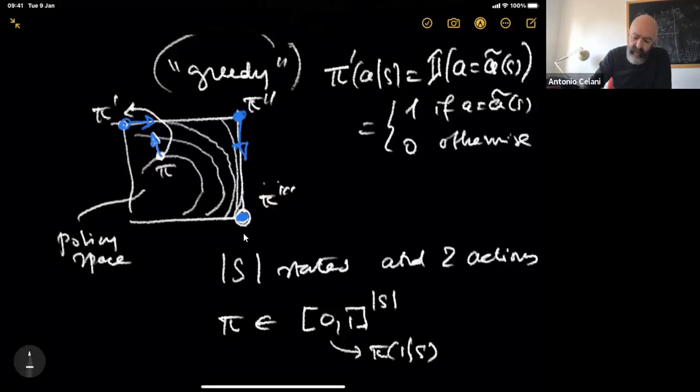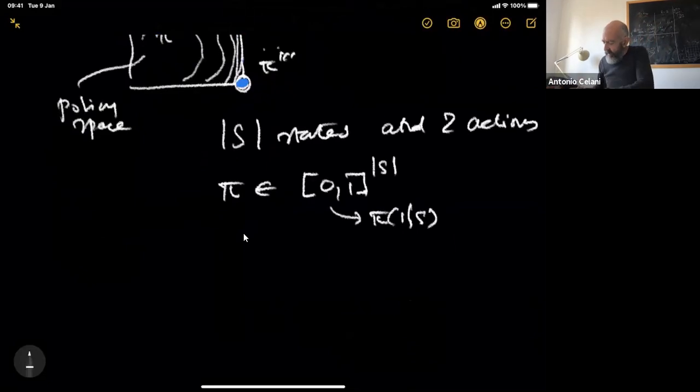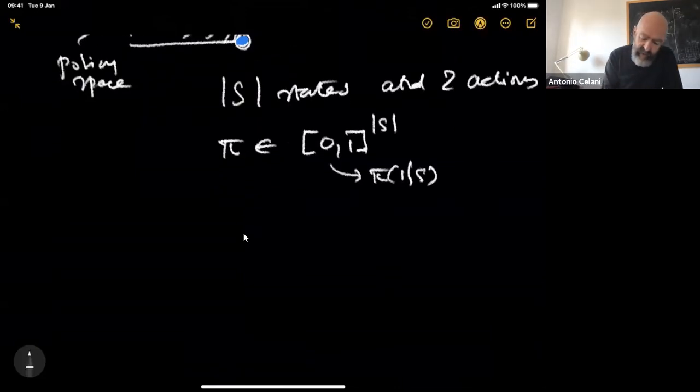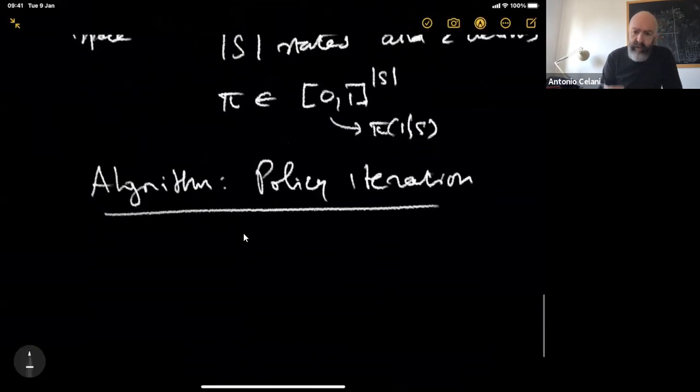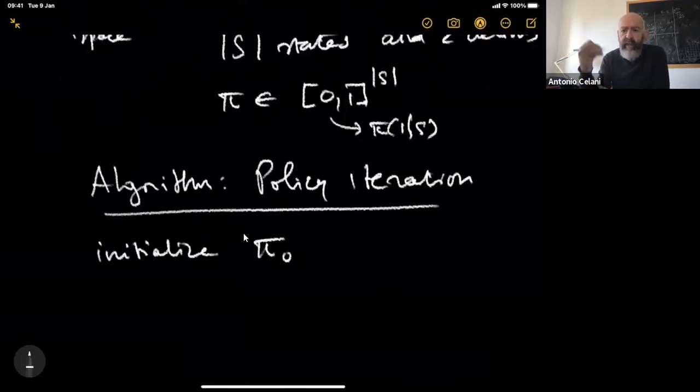Okay. So this was a very informal description, but now we can describe the algorithm in full. This algorithm is called policy iteration. So the pseudocode for this is: initialize a certain pi zero, okay? This index zero is just a counting index, which tells me what iteration I am in, okay? So this is the first initial step. I choose one policy, any admissible policy, anything that is inside my space of policies.